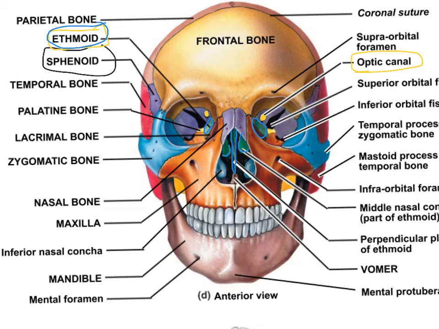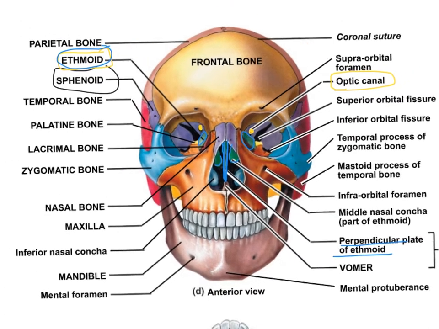So the point on the ethmoid bone that you have to know is where this divider divides the right and the left nasal cavity. We call that the perpendicular plate of the ethmoid. Then we see these bumps on the side of the perpendicular plate, and those bumps are known as the middle nasal concha. They help to slow down the air as you're breathing it in through the nose.